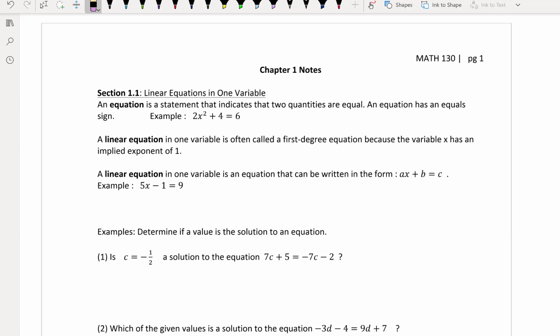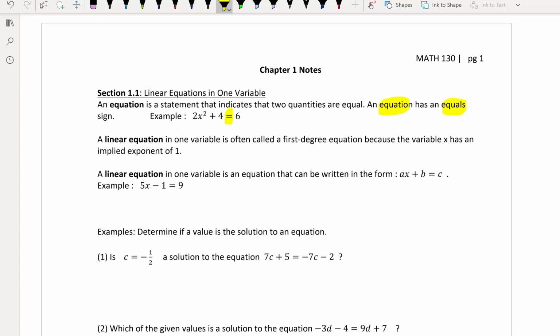An equation is a statement that indicates that two quantities are equal. An equation has an equal sign. So you can always think of this as the definition: whenever you see the word equation, you can think of having the equal sign, okay? So you know that this is an equation because you see the equal sign there. 2x squared plus 4 equals 6. So an equation has the equal sign.